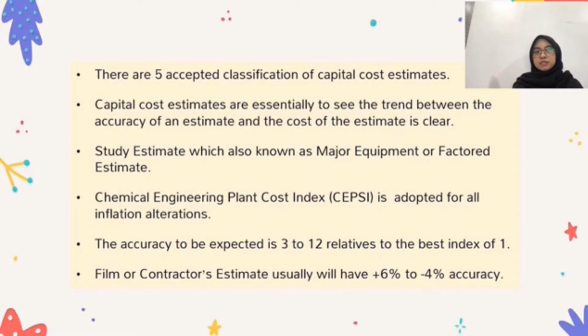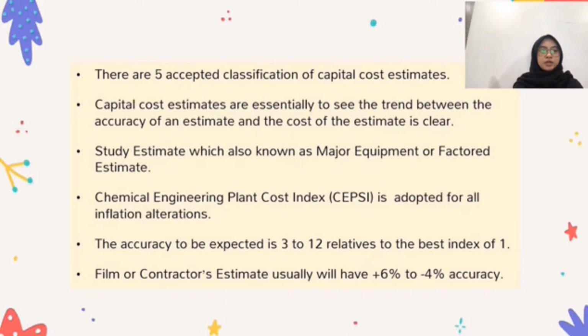All the equipment is roughly sized, and the approximate cost is determined via MACHE. However, since the approximate cost is determined in the year 2014, the Chemical Engineering Plant Cost Index (CEPCI) is adopted for all inflation alteration. Utilizing the study estimates allows our plant to determine the feasibility of the project. The accuracy that we expect for this estimation is 3 to 12 relative to the best index of 1.